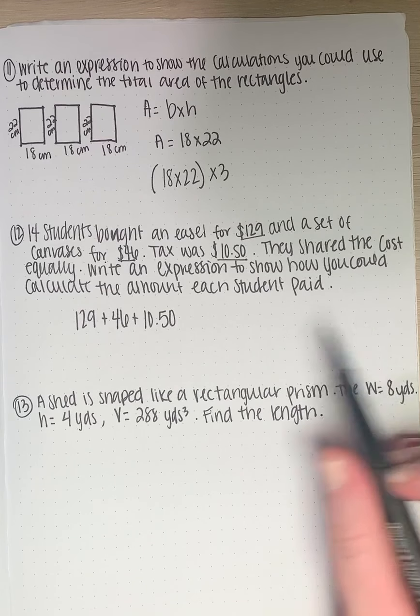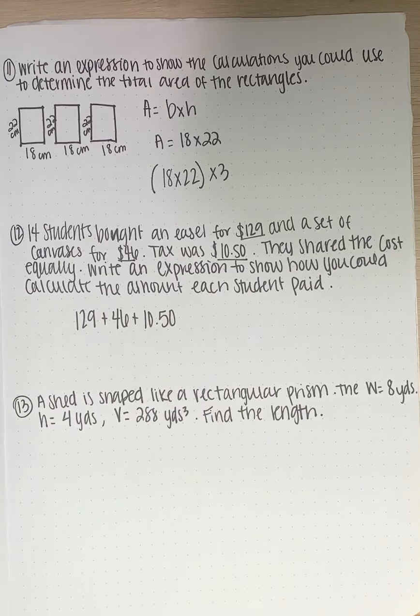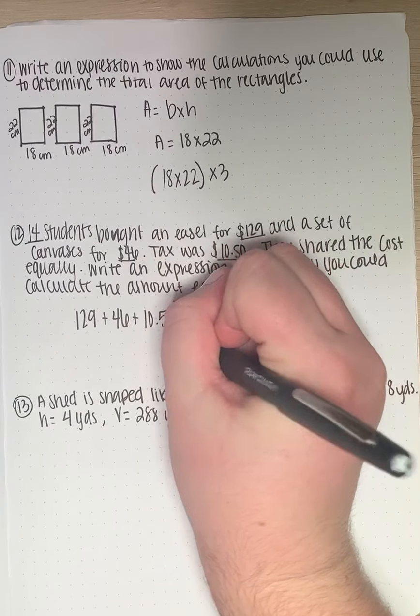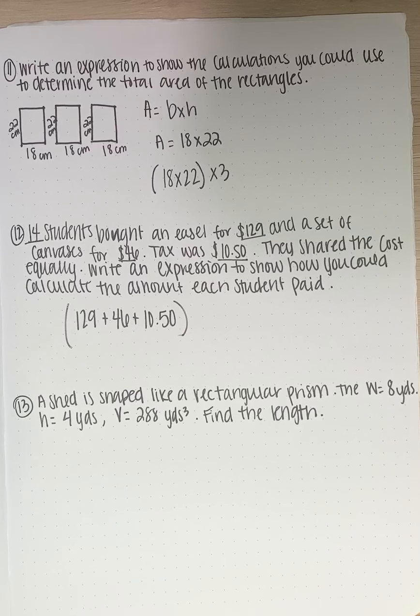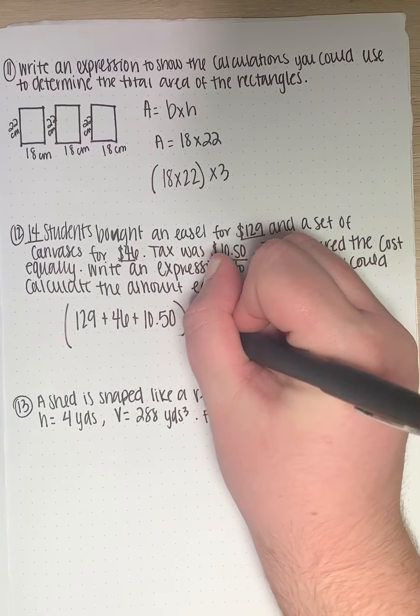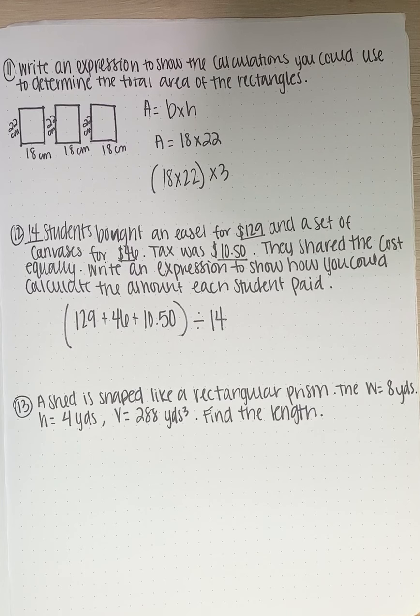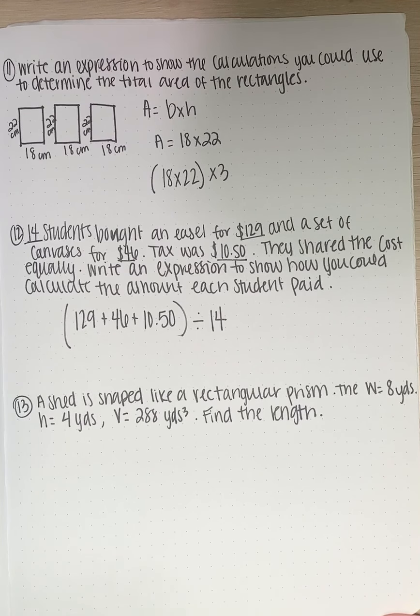And each student is paying an equal amount. And we know that there are 14 students, so we want to add the whole costs together. And then to split it evenly, we are going to divide by the number of students. And that's how we would solve that problem.